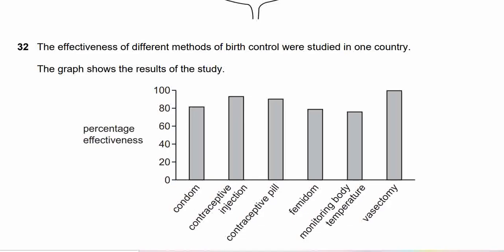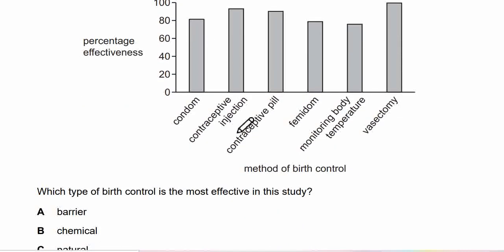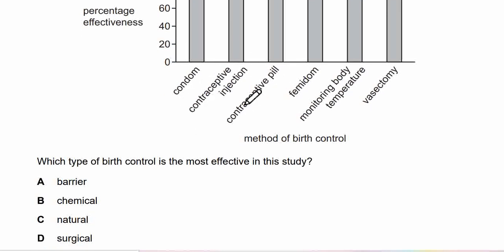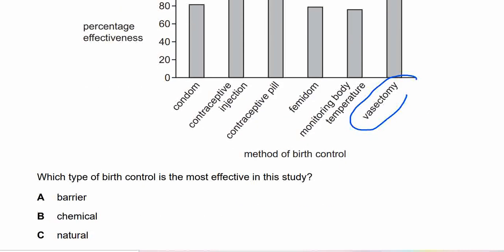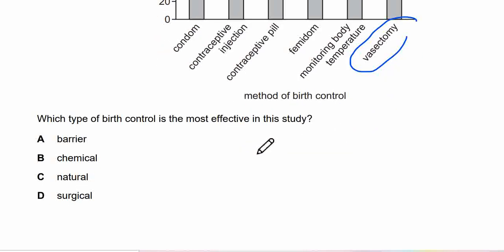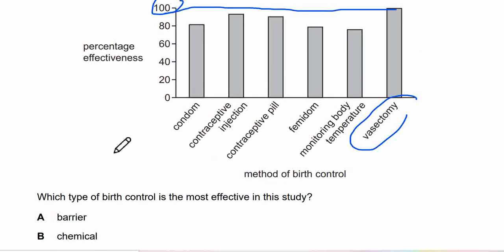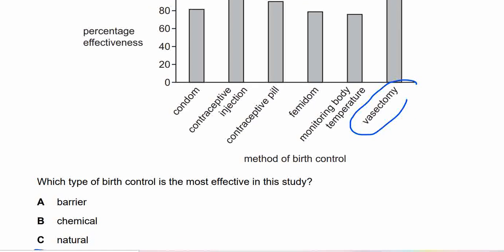Let's move on. Question 32, the effectiveness of different methods of birth control were studied in one country. The graph shows the result of the study. There are 1, 2, 3, 4, 5, 6 different methods. Which type of birth control is most effective in this study? The most effective will be the highest, compared to all, 100% effectiveness. So it's a vasectomy. Vasectomy is not barrier or chemical, but surgical. So the answer for question 32 is D.